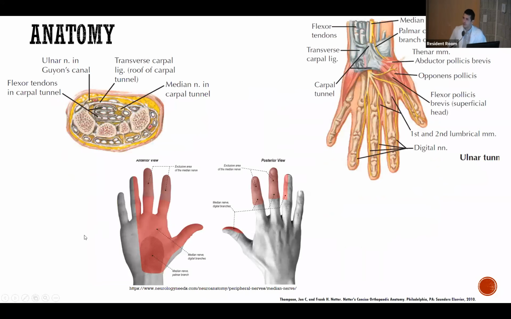So just to go over some of the relevant anatomy really quickly, the median nerve runs through the carpal tunnel and under the transverse carpal ligament.